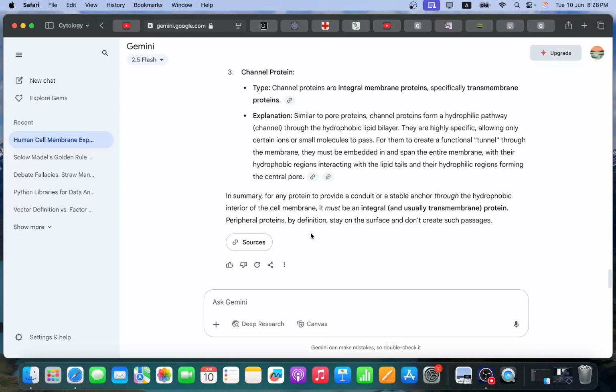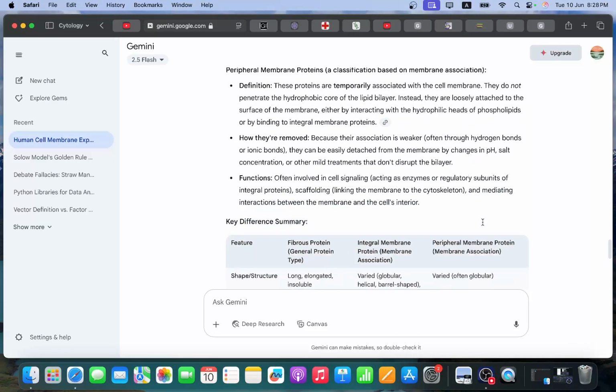In summary, for any protein to provide a conduit or a stable anchor through the hydrophobic interior of the cell membrane, it must be an integral and usually transmembrane protein. Peripheral proteins, by definition, stay on the surface and don't create such a passage.